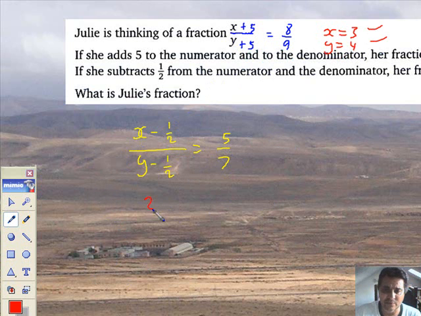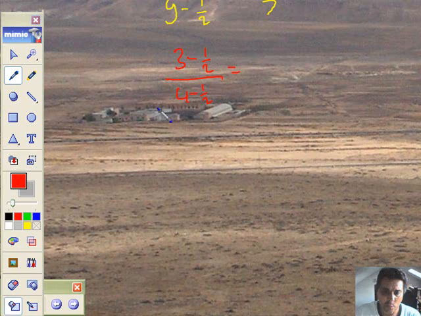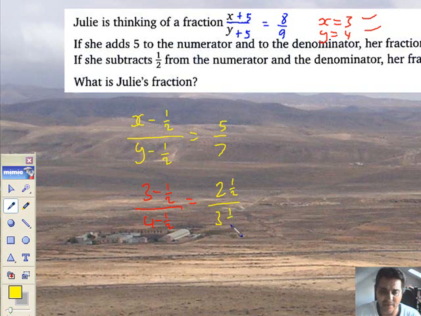So substituting the 3, I've got 3 take away 1/2 divided by 4 take away 1/2. What does that give us? That gives us 2.5 divided by 3.5. And if you double up top and bottom, because we can play with equivalent fractions, that gives us 5 divided by 7. It's absolutely correct.